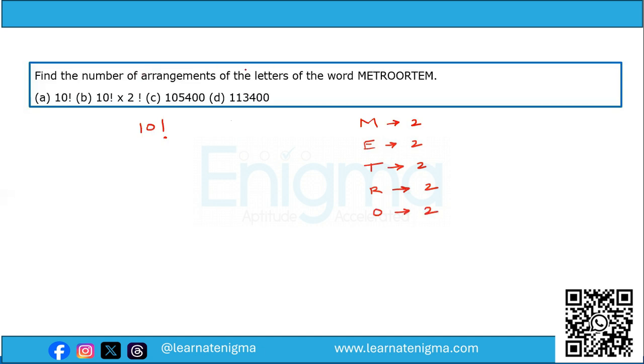So the total number of arrangements becomes 10 factorial divided by 2 factorial for M and separately for E, T, R, O as well. So it becomes like this. On simplifying, we will get the answer as 113400. That is option D.